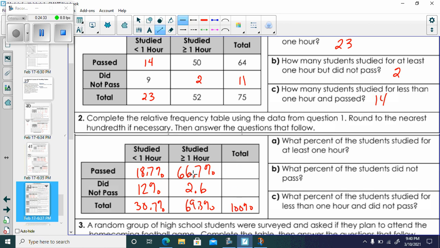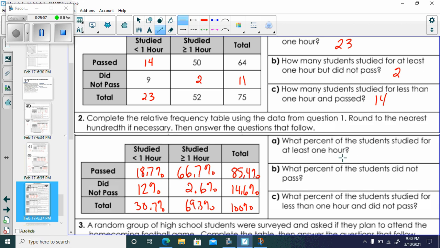Okay. Now, let's add these two together. 18.7 plus 66.7. That would be 85.4% of the people passed. Okay, let's add these two together, and you would get 14.6% of the people did not pass, right? If you add your 85.4 and your 14.6, they should add up to 100. So should these add up to 100, okay? So you can check yourself.